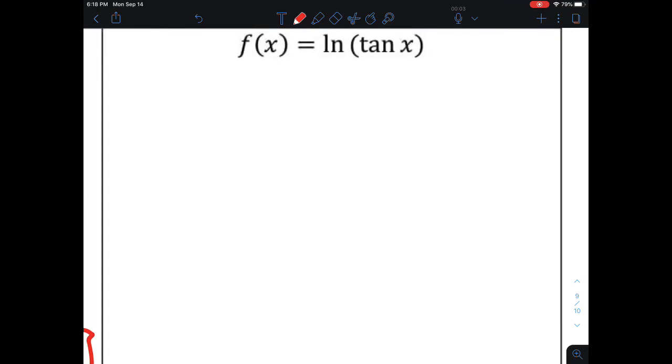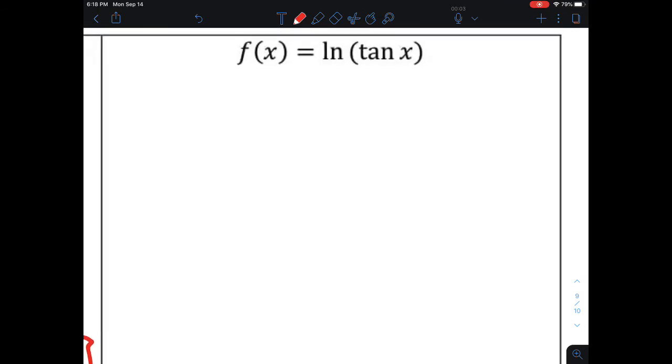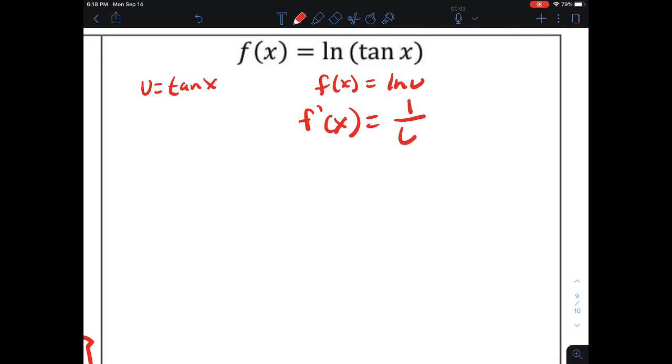Now let's do it again. Find the derivative of the natural log of tangent of x. So we could let u equal the inner function, tangent of x. And so we have our equation, f of x equals the natural log of u. I want to take the derivative of that. So f prime of x would equal 1 over u times the derivative of u with respect to x, so du over dx. The derivative of tangent is secant squared.